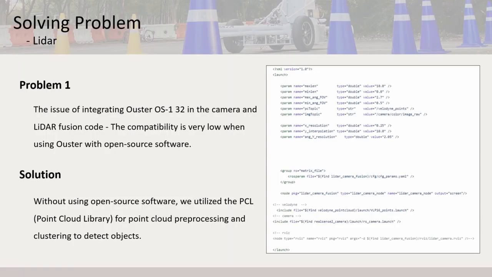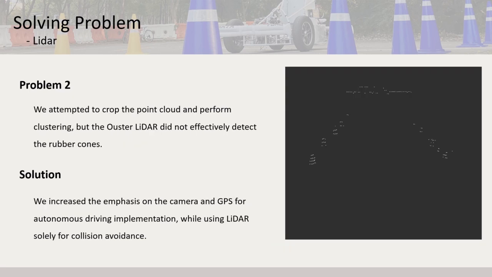One of the challenges I faced was integrating the Ouster LiDAR with the camera for sensor fusion. Due to compatibility issues with open source software, I had to turn to the PCL for point cloud pre-processing and clustering. Another issue I confronted was that the LiDAR didn't detect the rubber cones. So we focused on the camera and GPS for driving while using the LiDAR mainly for collision avoidance.